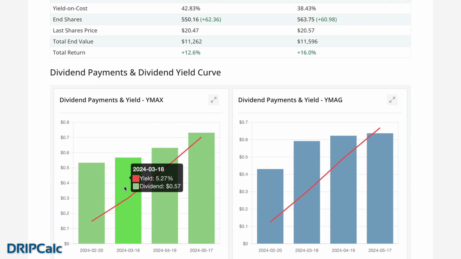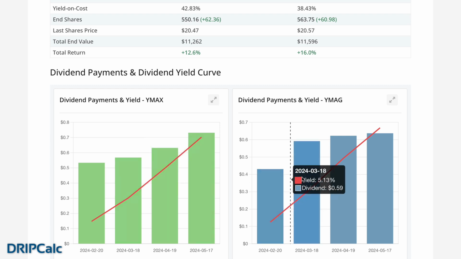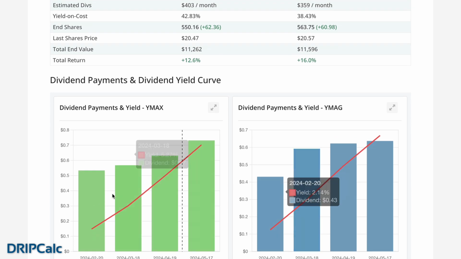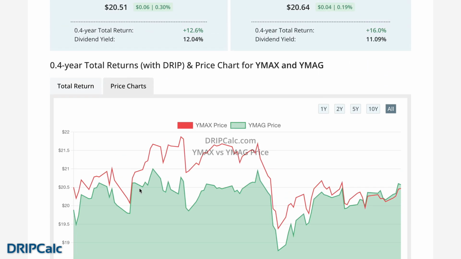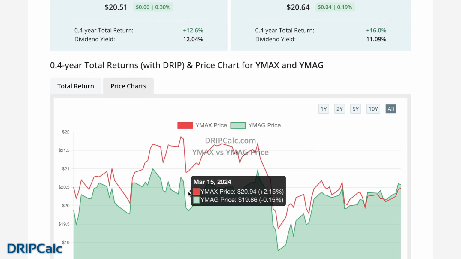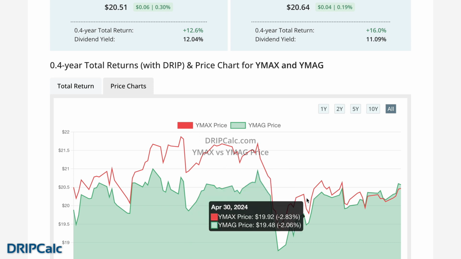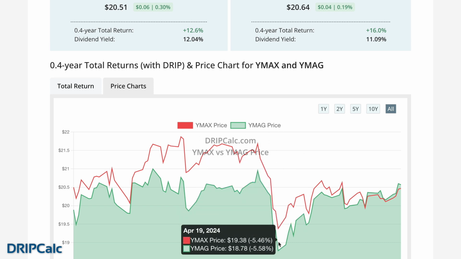But if you look at their March dividend, the dividend for YMAX was 57 cents and YMAG was 59 cents. So while your stock price is cheaper by $1, your dividend is slightly higher. It's only 2 cents higher, but your price is 5% cheaper. So when you reinvest, you actually get more shares because your dividend is higher and your stock price is cheaper. So that's good. And then there was another drop in YMAG.